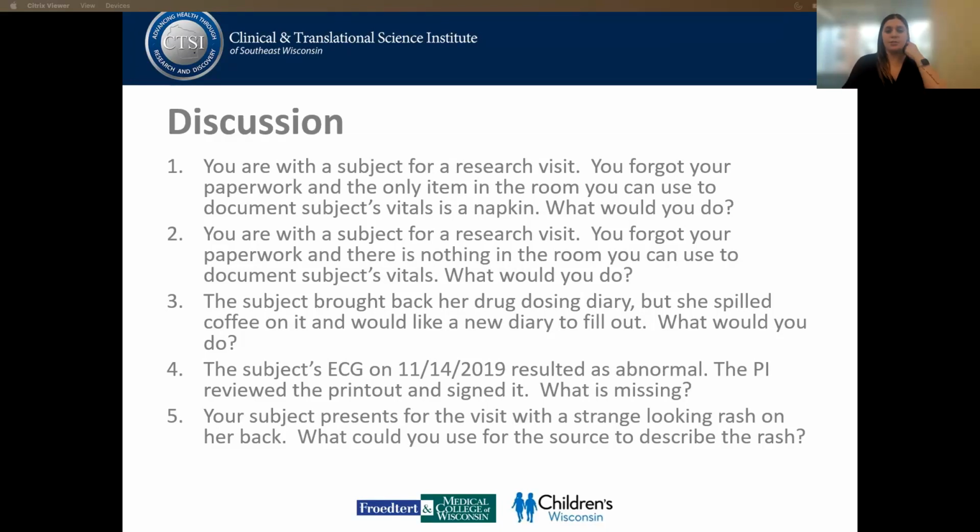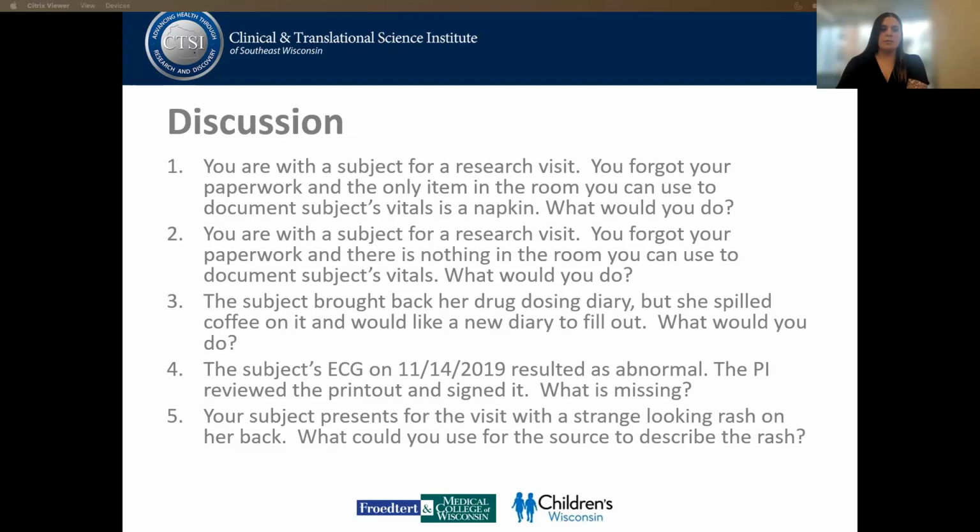If you're with a subject for a research visit, you forgot your paperwork, and the only item in the room you can use to document the subject's vitals is a napkin. What do you do? Yeah, that's correct. You save the napkin. It is now source. I know it sounds silly and it seems ridiculous, but it's source. So the original napkin has to go in your files.